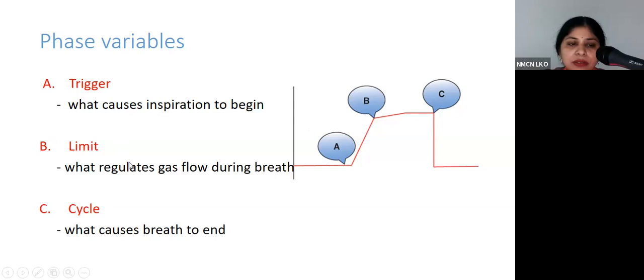The other factor would be the limit. What regulates gas flow? In ventilation, the machine pushes the gas into the patient's lungs. How the gas flow occurs during the breath is determined by B. This portion is the limit. The limit could be either a predetermined pressure, where we want the breath to reach a particular level of peak inspiratory pressure, or it could be tidal volume. And then at the end of the inspiration there has to be cycling. The machine cannot just keep pushing gas flow inside the lungs, so there has to be some cycling mechanism determining till when the patient receives the flow. What causes the breath to end is the cycling variable.